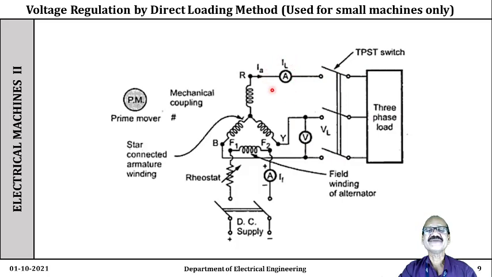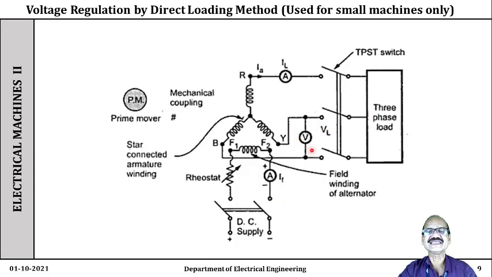Means this ammeter connected in the armature circuit will read the rated armature current, the voltmeter connected will read the rated terminal voltage, and you have to maintain the speed, say the synchronous speed, and observe what is the field excitation. Now this is the full load, that means we have loaded the machine fully. Then switch off the load suddenly, means open this switch. There will be a rise in voltage.